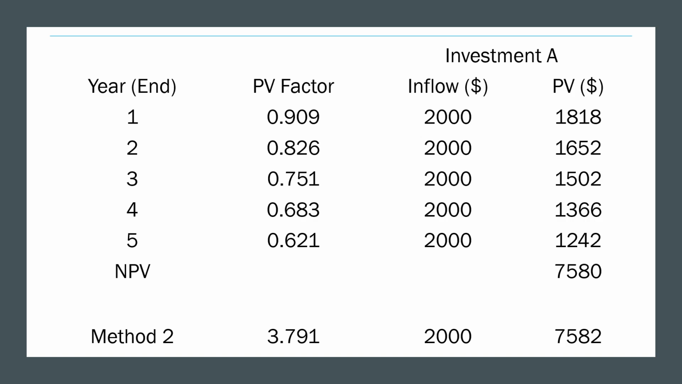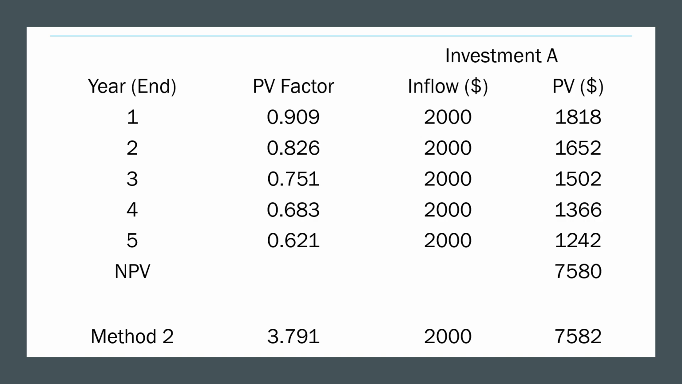The present value for each year is calculated by multiplying the present value factor with the inflow of that year. For example, for year 1, the PV factor is 0.909 and the inflow is $2,000. The multiplication will give us a PV of $1,818. When we add up the PV of 5 years, we get NPV of $7,580 for investment A.